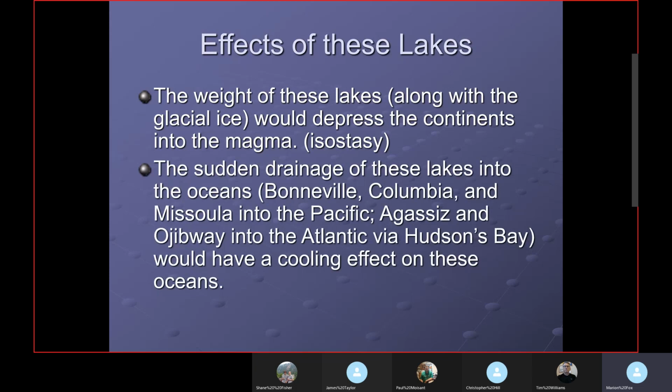Sudden drainage of these lakes into the oceans, like Bonneville to the Columbia River and the Columbia Lake and the Missoula Lake in the Pacific, Agassiz and Ojibway into the Atlantic via Hudson Bay, would have a cooling effect on these oceans, affecting the climate for a period of time until the water warmed up.